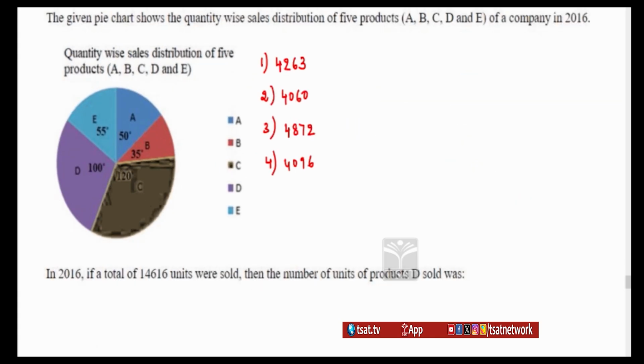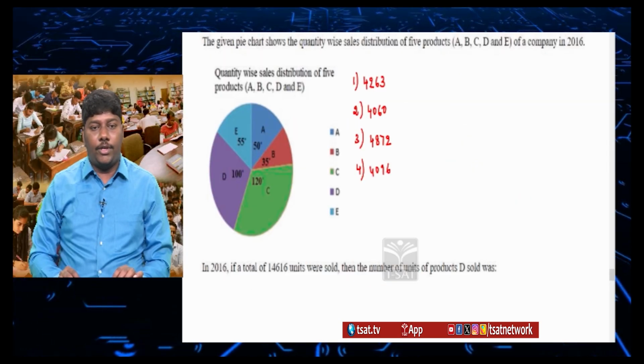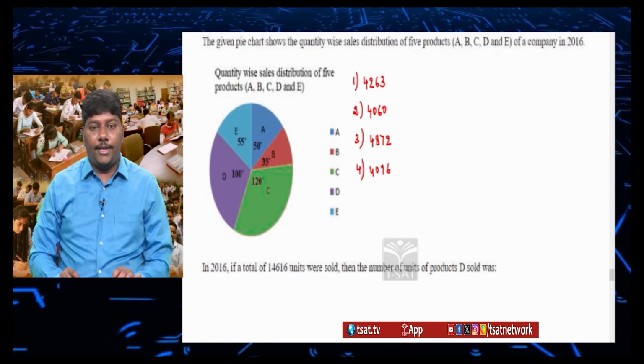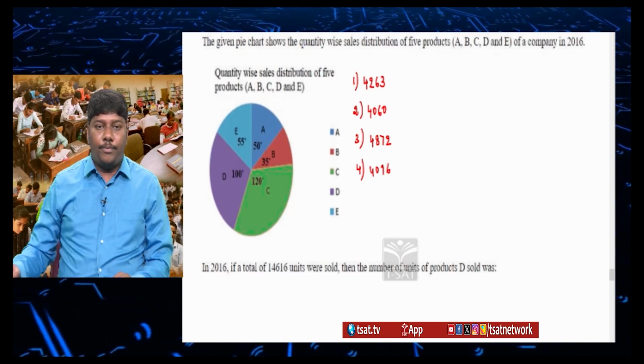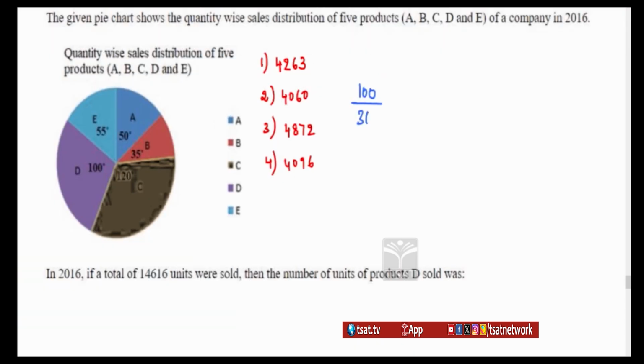The given pie chart shows the quantity wise sales. Again it is the same thing. In 2016, if a total of 14616 units were sold, then the number of units of product D? Product D is actually 100 degrees out of 360 into 14616. Cancel 0 and 0.